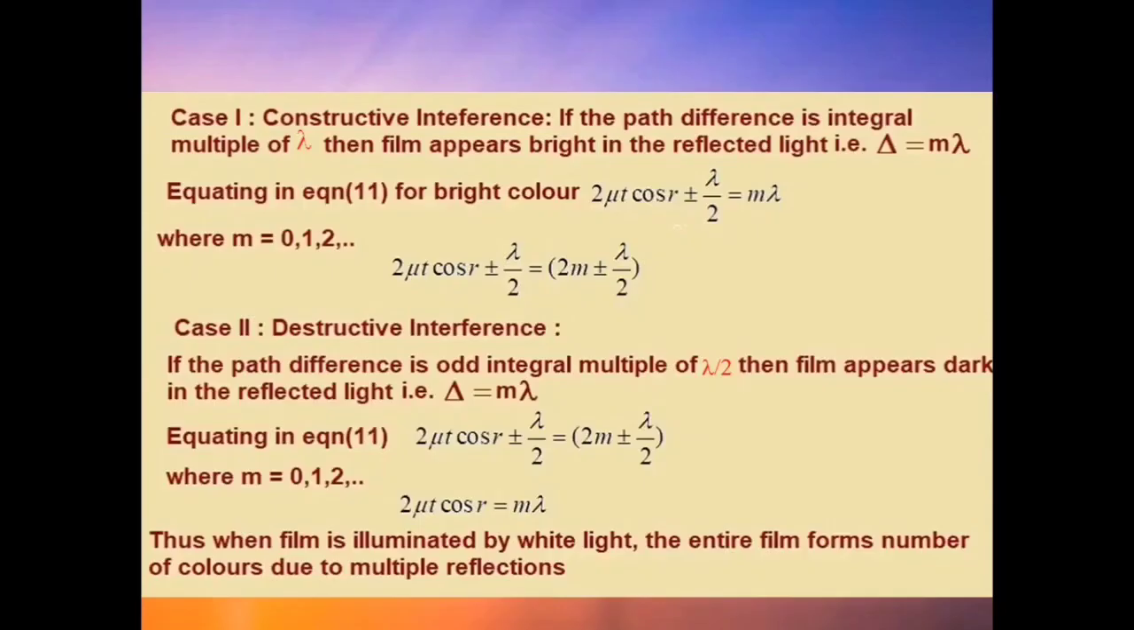There are two cases. Case 1, constructive interference, and the second case, destructive interference. If the path difference is an integral multiple of lambda, then the film appears bright in the reflected light, that is, delta is equal to m lambda. So you are watching those equations. And if the path difference is an odd integral multiple of lambda by 2, then the film appears dark in the reflected light, that is, delta is equal to (2m plus 1) lambda by 2. So this is about the cases of constructive interference and destructive interference, and how they appear.